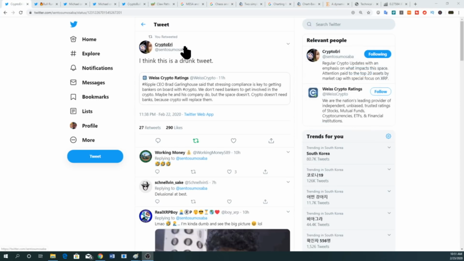This is a tweet from the crypto Erie, and she's actually showing that I think this is a drunk tweet, and I completely kind of agree with this because they're actually stating that Brad Garlinghouse said that stressing compliance is key to getting bankers on board, and they don't actually think bankers should be getting into crypto. They don't think crypto needs banking sector. Now, I don't know why these guys are kind of against the banks, governments, but I don't think the change or the evolution is going to happen from the outside of the system. Instead, it will start inside, and that's the vision of the company Ripple.